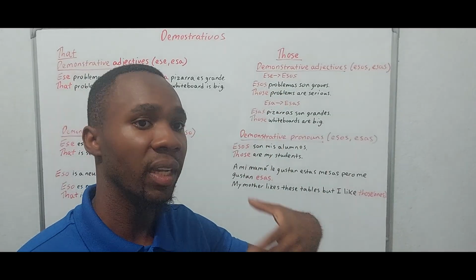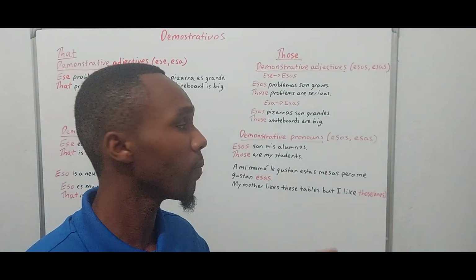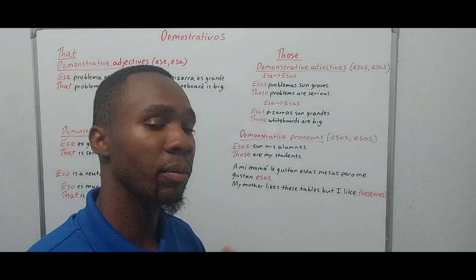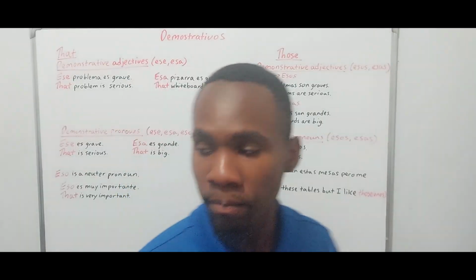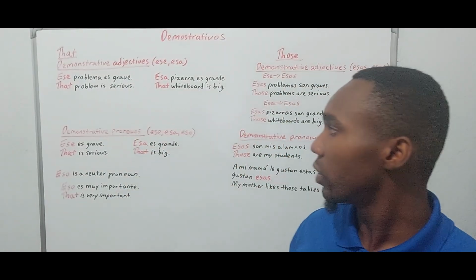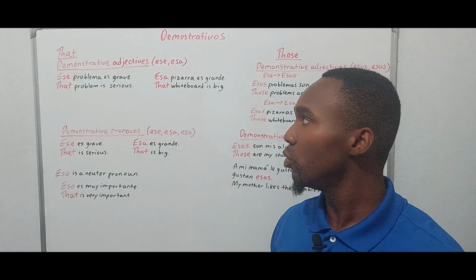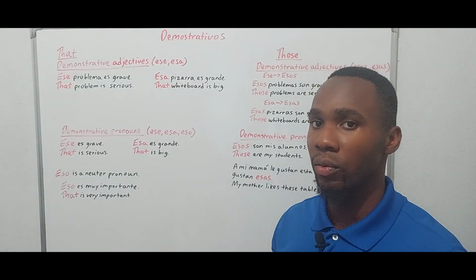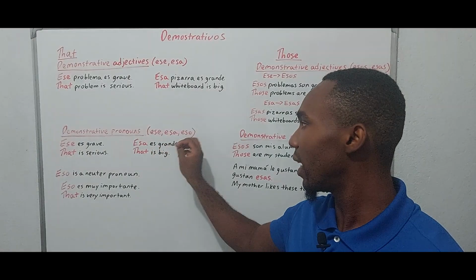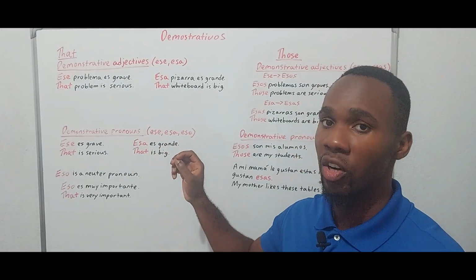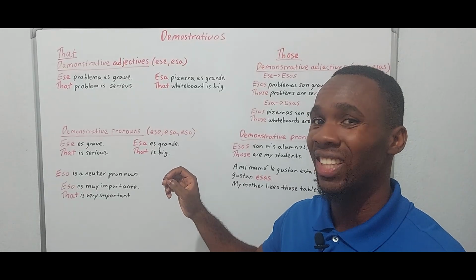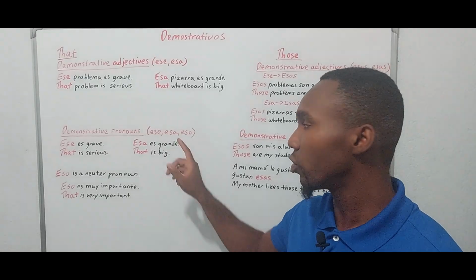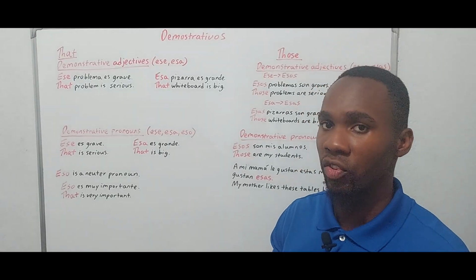Problemas could be replaced by any noun that is masculine, and pizarras can be replaced by any noun that is feminine, and plural, of course. So we go down to demonstrative pronouns. When we use that as a demonstrative pronoun, we have Este, Esta, and Eso. And as we saw earlier with this, the neuter pronoun was Esto. So this is also a neuter pronoun, Eso, alright?